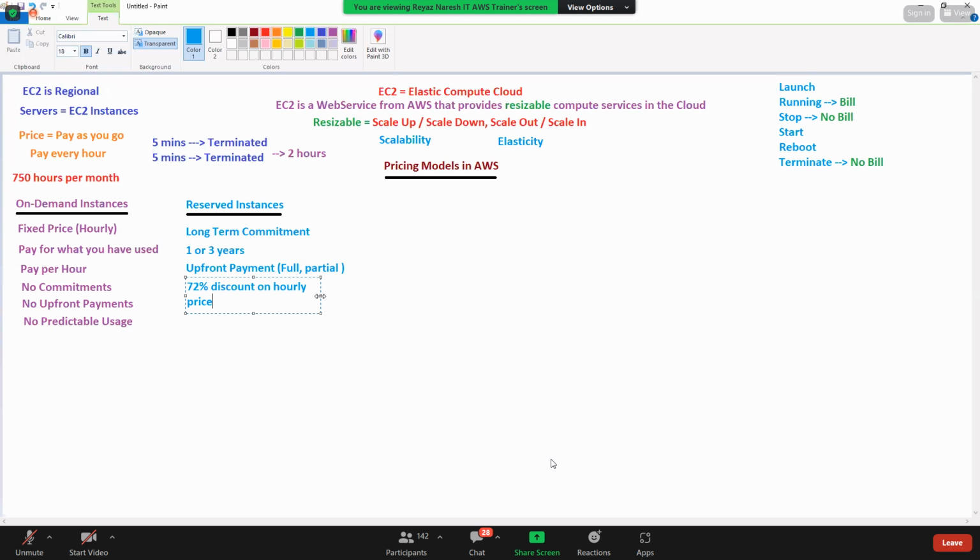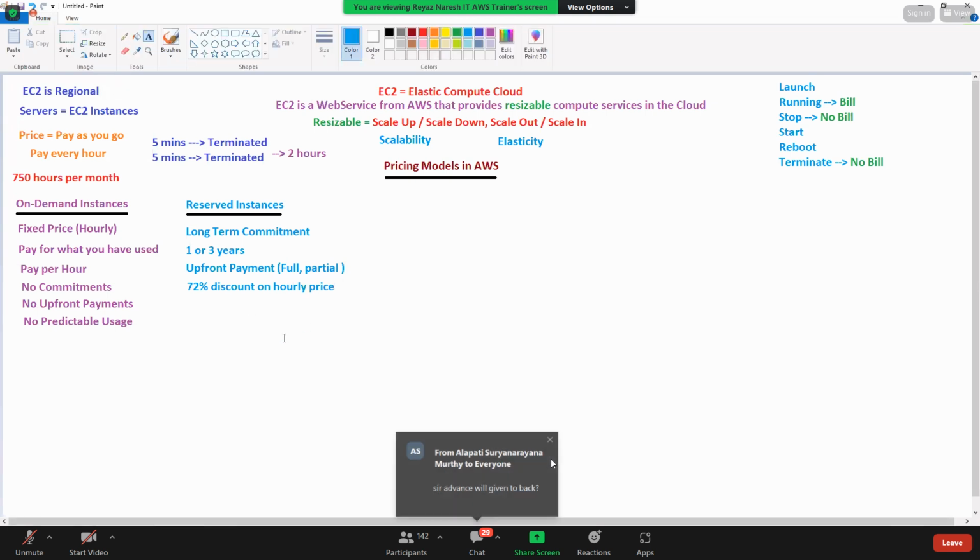Let's say, for example, you are using an EC2 instance for which you are paying 10 rupees per hour. Let's say you are using a 2 GB RAM EC2 instance and you reserve it for 1 year. How many years can you reserve it? Either 1 year or 3 years. Then AWS is giving you 72% discount. So approximately, instead of paying 10 rupees per hour, you will be paying 2.5 or so. Correct? See, this is the advantage of reserved instances.